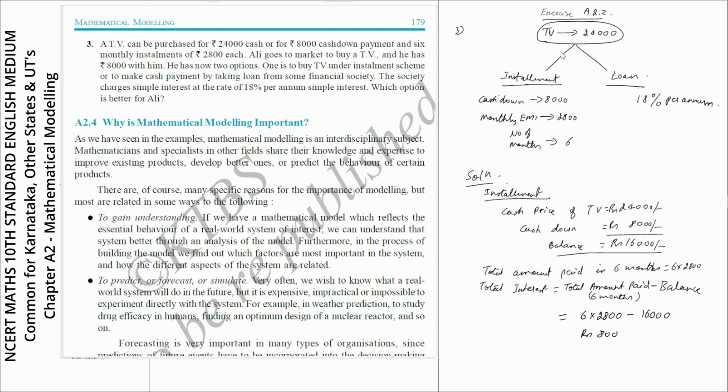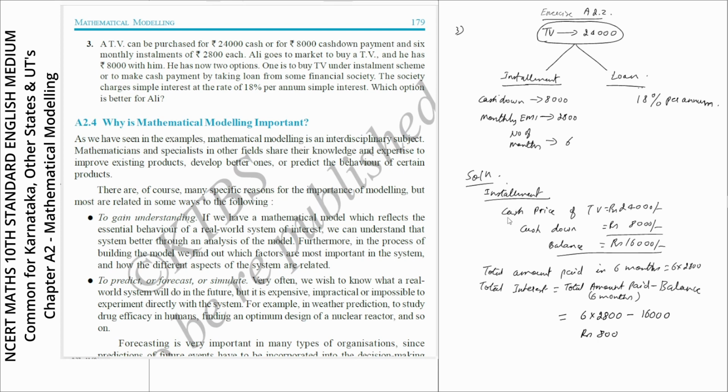In the installment scheme we don't know the rate of interest, while here the loan is given as 18% per annum. So we need to calculate the rate of interest in the installment scheme and compare it with the loan scheme. Whichever rate of interest is less, that scheme will be better for Ali. So first we'll calculate the rate of interest for the installment scheme.